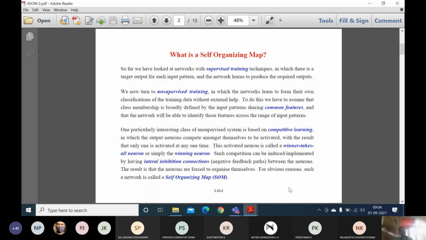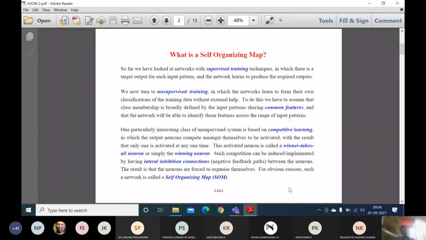And the next one, from module 3, which we are going to cover, is unsupervised training. Unsupervised training means the network tries to learn to form its own classifications of training data without any external help. Here there is no external entity, source or person available, but directly the network tries to train itself, and it tries to produce the output as expected by the user.